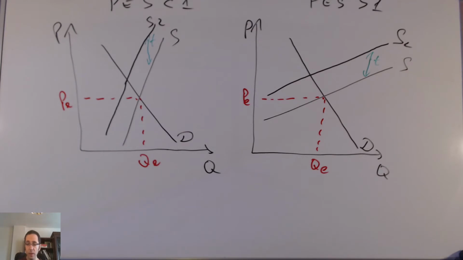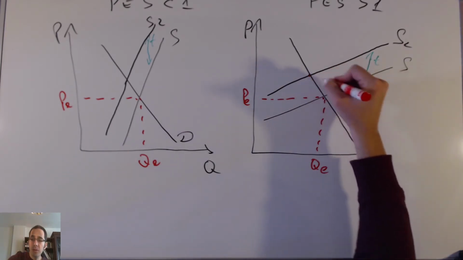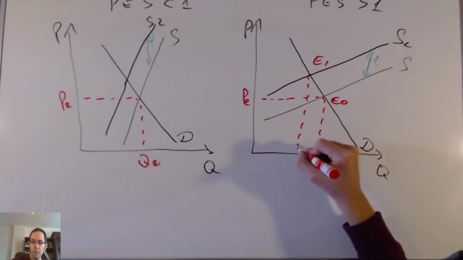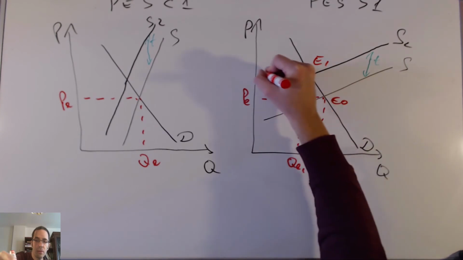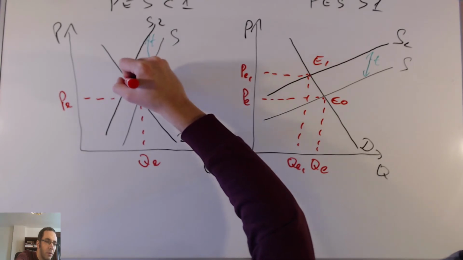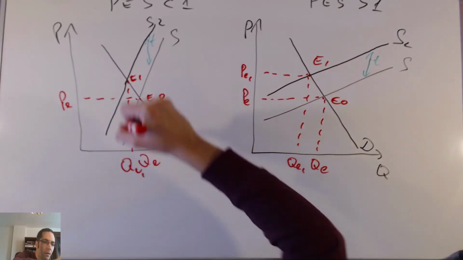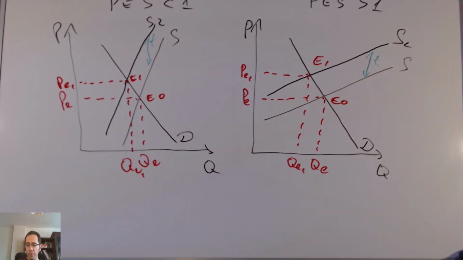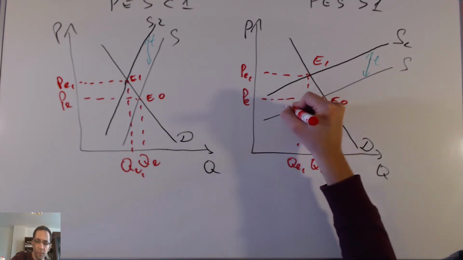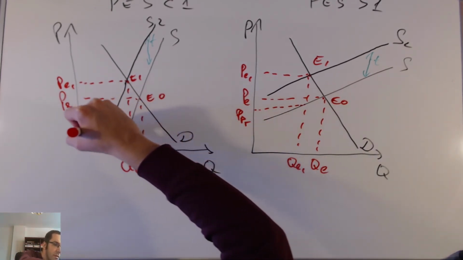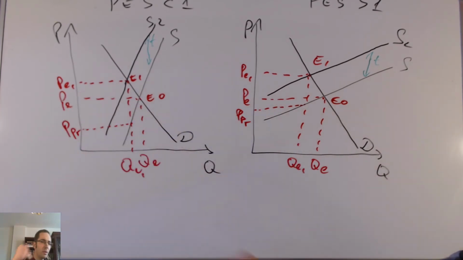And again, we do the same process as before. If this is E0, this would be E1, QE1, PE1, E0, E1. And finally, we want to mark the prices that the producers will receive. In this case, this would be PPR. And in this case, it will be PPR.